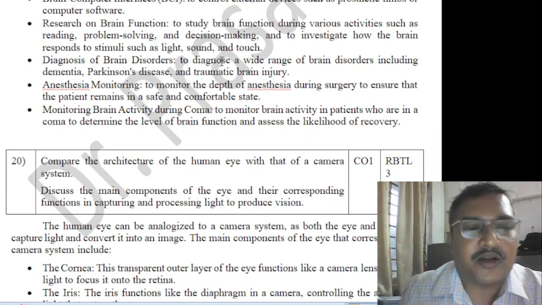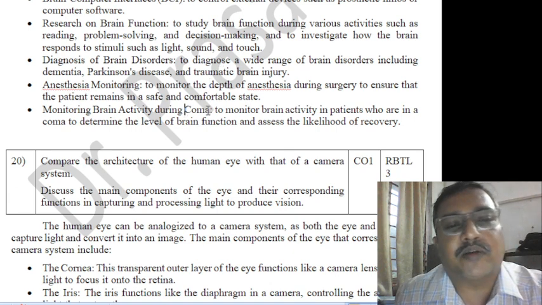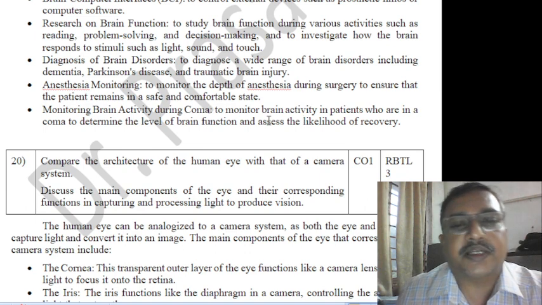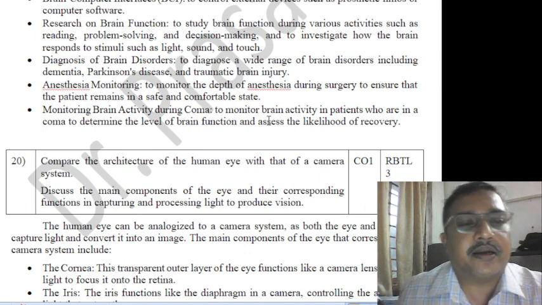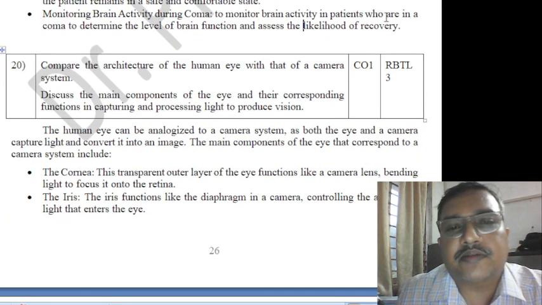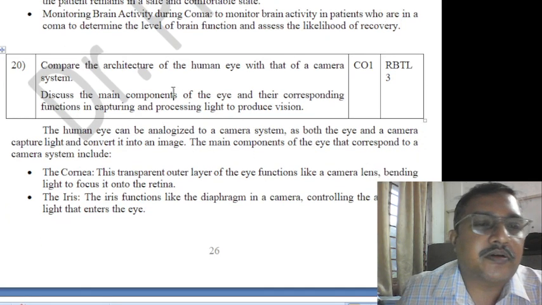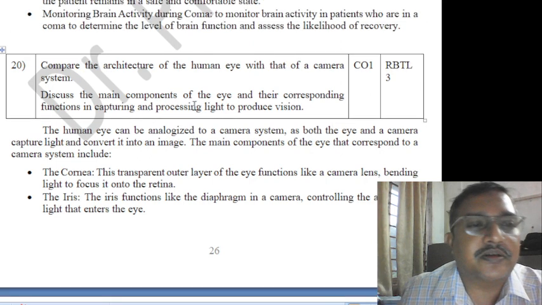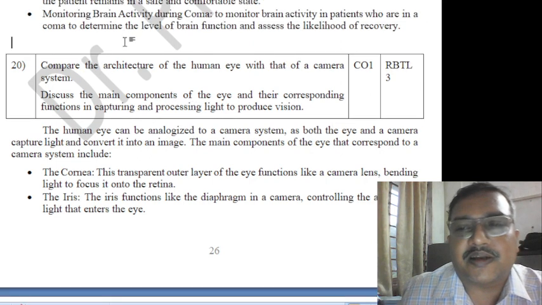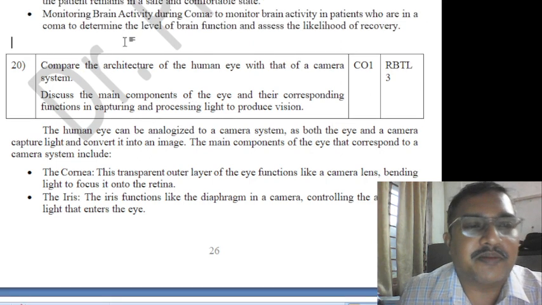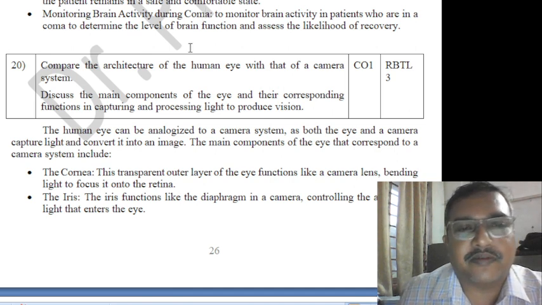Then other is monitoring the brain activity during the coma stage. If some accident happens, people are in a coma stage. We can understand what is going on only through the help of EEG. Okay, so not that much funny things, a little bit serious things only. If anybody is in such a stage, we can realize.